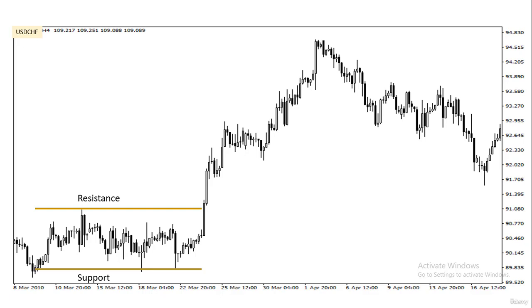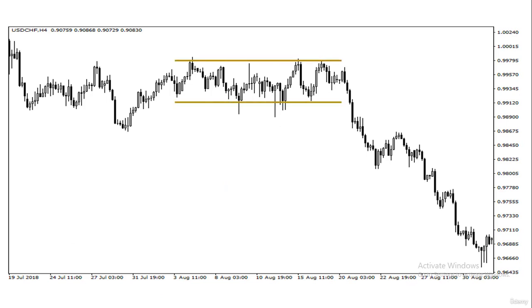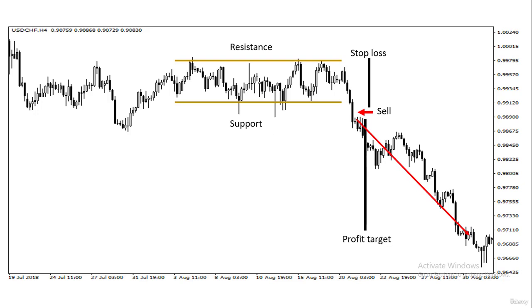As you can see, the price breaks the resistance, so a buy signal is generated. You will place a long trade entry at the close of the current candle and set the stop loss at least 3 pips below the candle low and set the initial profit target at least twice the size of the stop loss. On the other hand, when the price breaks the support level, a sell signal is generated. Then you will trigger a short trade entry at the close of the current candle and set the stop loss at least 3 pips above the candle high and set the initial profit target at least twice the size of the stop loss.